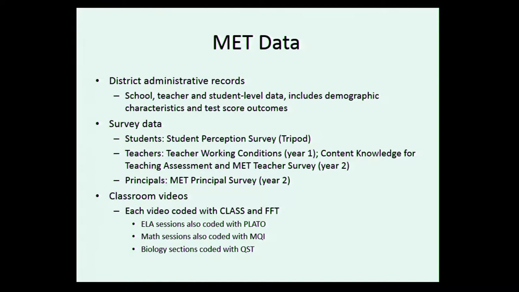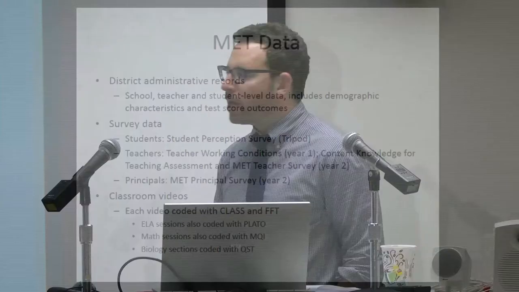So the data has three broad types of information, right? There's district records. For any folks who've worked with district administrative data, you'll have your school, teacher, and student level data. So you'll have demographic characteristics of the students and the teachers, and you'll have student level test scores going back, I think, 2 or 3 years before 09-10 for those kids that have it.